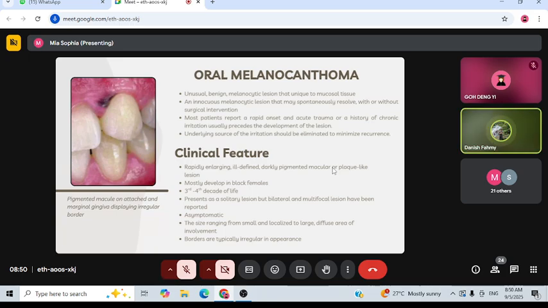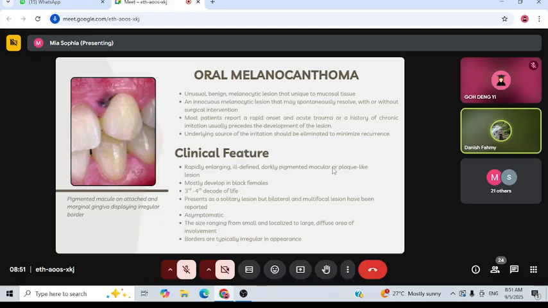So I will continue for focal melanocytic pigmentation. So first is oral melanocytoma. It's an unusual, benign melanocytic lesion that is unique to mucosal tissue, and it's innocuous. It means it's not harmful. It is spontaneously resolved with or without surgical intervention.